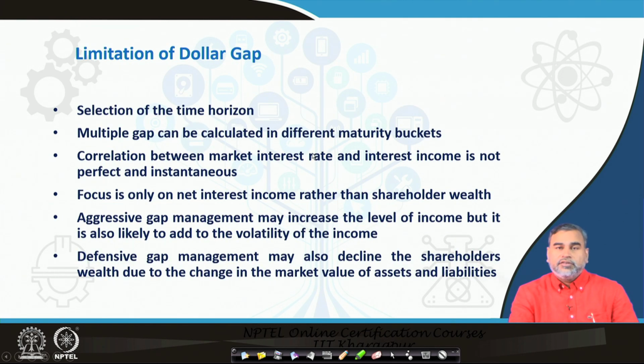So, there are many limitations. The limitations are the selection of the time horizon, at what maturity bucket the dollar gap should be calculated. Accordingly, we can decide which is rate sensitive asset and which is rate sensitive liability. Because of that, some of the banks can go for multiple dollar gaps on different maturity buckets. There is a possibility that the correlation between the market interest rate and interest income is not perfect, and the changes reflected through the change in the interest rate are not immediate. There is no instantaneous change, as we always observe.